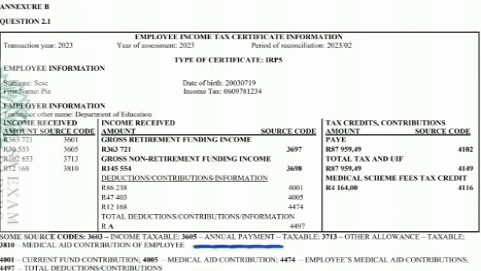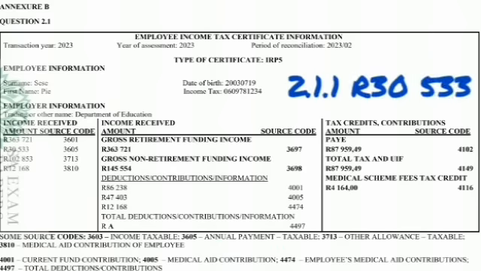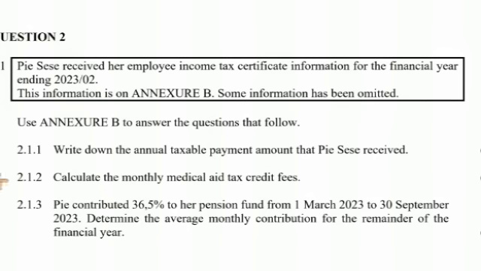30,533. We know that it's an annual amount because it's code 3605, and they tell us at the source codes there that 3605 is an annual payment. So the answer to 2.1.1 is simply 30,533.